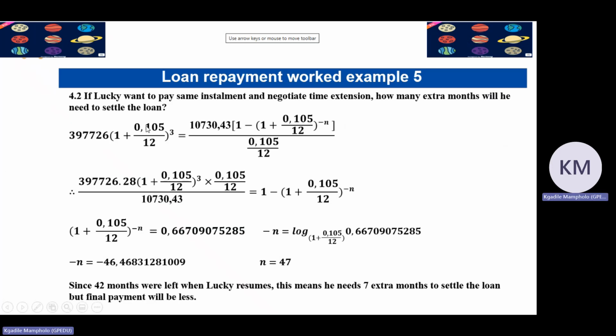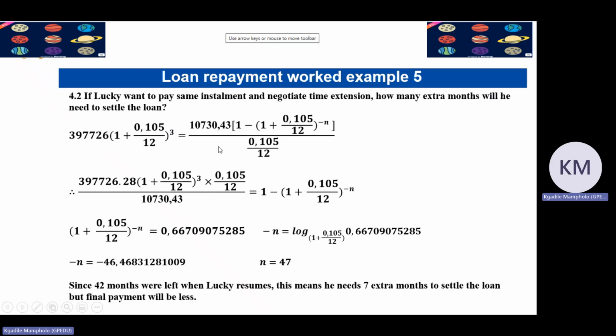This step is still the same here. The interest of 3 months is charged on the outstanding balance. Now, remember, this was the initial installment. Here, Lucky didn't want to change the installment. He just wanted to increase time. He wanted a time extension. That's why now we calculate N.